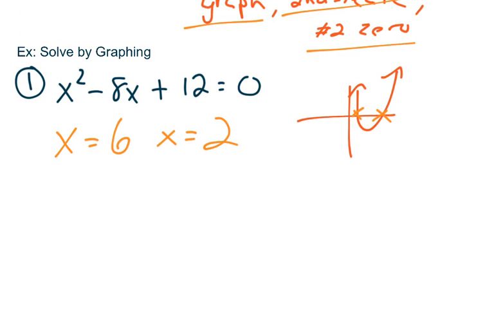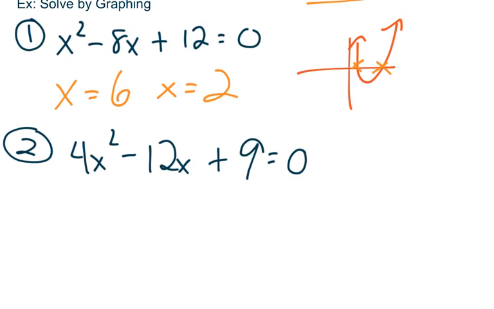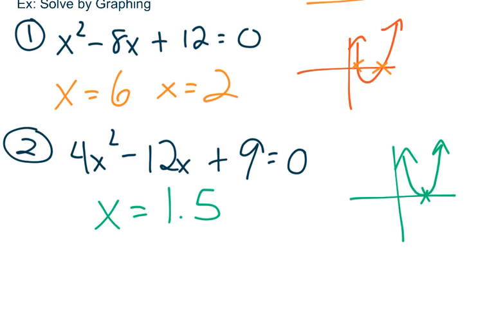All right, number 2, we're going to have 4x squared minus 12x plus 9 equals 0. Again, it's equal to 0. This one, if you were to sketch the graph, would look something like this. What it looks like is that there's only one place where it touches the x-axis. That would be where the vertex occurs. If you want to do x equals negative b over 2a, then you could do that. Again, you could just use a calculator here. There's only one answer here, and that would be 1.5.